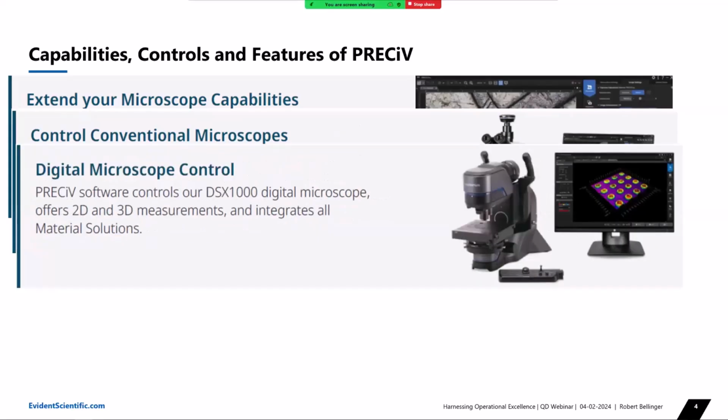Again, PRECiV software now controls our DSX-1000 digital microscope, offering 2D and 3D measurements, and integrates all of our material solutions. So I'll be covering a few of those in the presentation today. The analytical software PRECiV has a host of different dedicated material solutions for different advanced analysis, such as grain analysis, inclusions and steel analysis, and things like that.